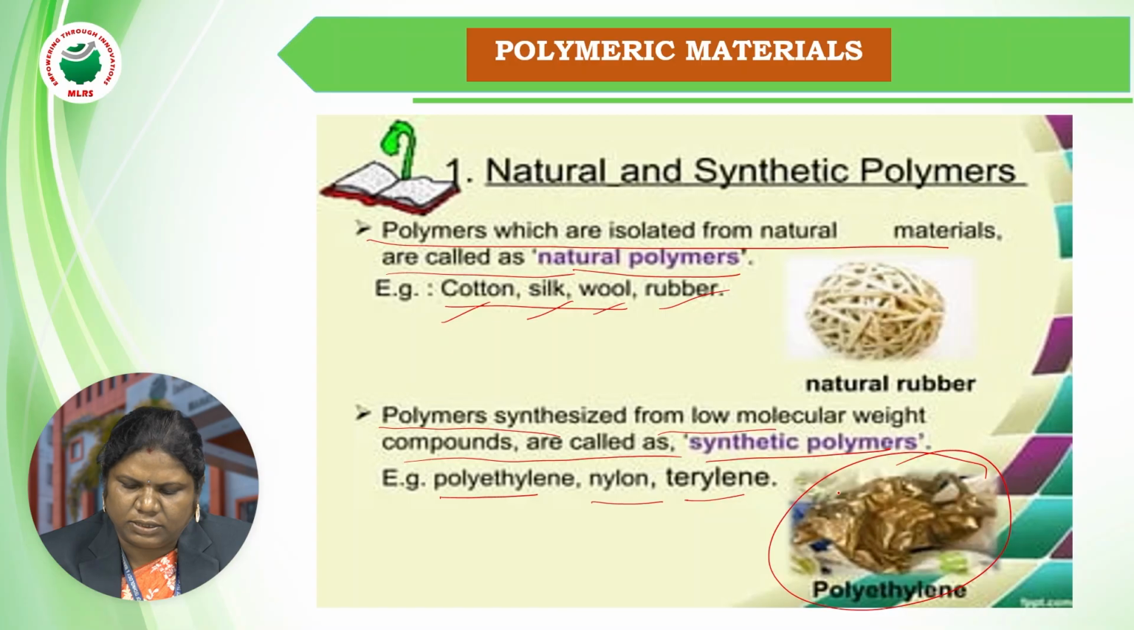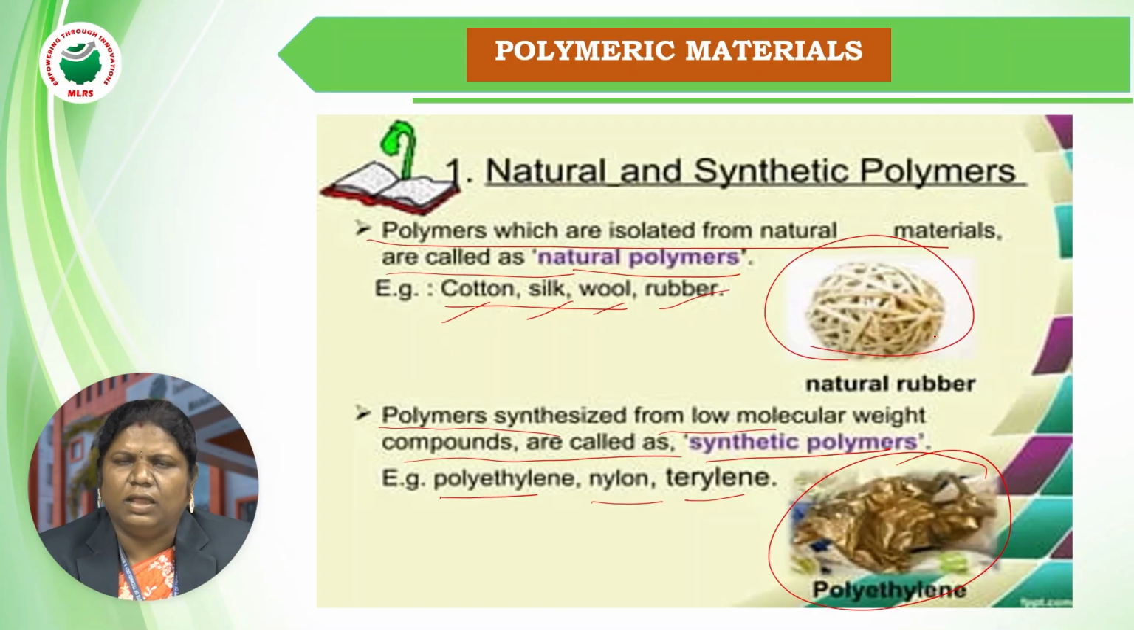Okay, this is the polythene, an example of a synthetic polymer. This is wool, an example of a natural polymer.